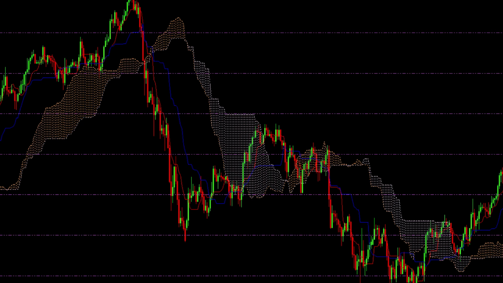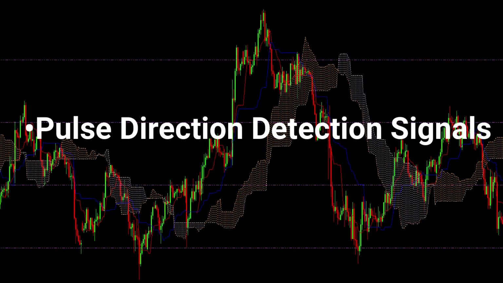Chikou span is another line that can help traders identify and confirm a potential trend reversal. It gives an idea of the strength of price activity and possible confirmation of a bullish trend when moving up or a bearish trend when moving down. Usually, Chikou span is used together with other Ichimoku cloud indicators, and not separately as a separate tool. Alt, pulse direction detection signals.